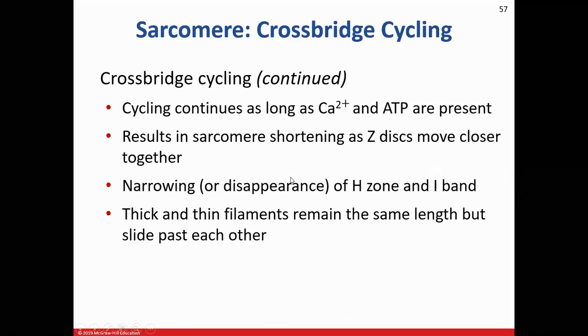Our cross-bridge cycling will continue as long as calcium and ATP are present. As this process continues, it results in the sarcomere shortening as the Z-discs move closer together, and it causes the narrowing and disappearance of the H zone as well as the I band. It doesn't change the length of the thick and thin filaments, because the filaments themselves remain the same length. However, they do slide past each other. That's the reason for the disappearance of the H zone and the shortening of the sarcomere.